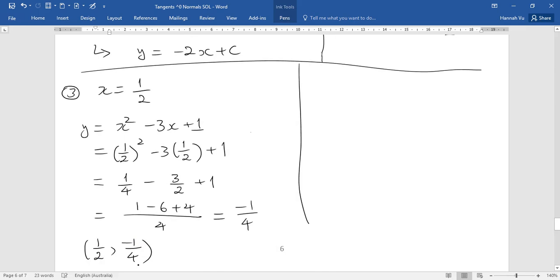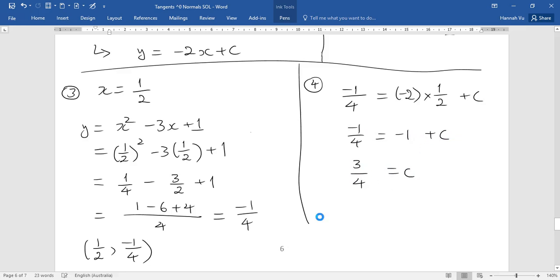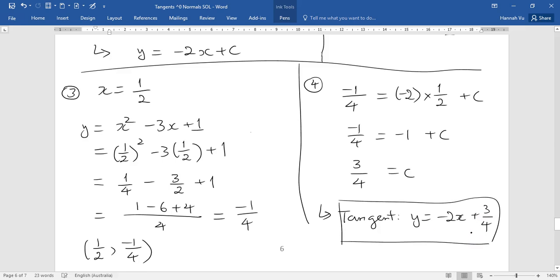And then from here, you can solve for c and finish the equation of the tangent. So when y equals -1/4, it is -2 times a half plus c. So -1/4 equals -1 plus c, which means that 3/4 equals c. And we can finish: the tangent is y equals -2x plus 3 over 4. Right, that's it for this question.